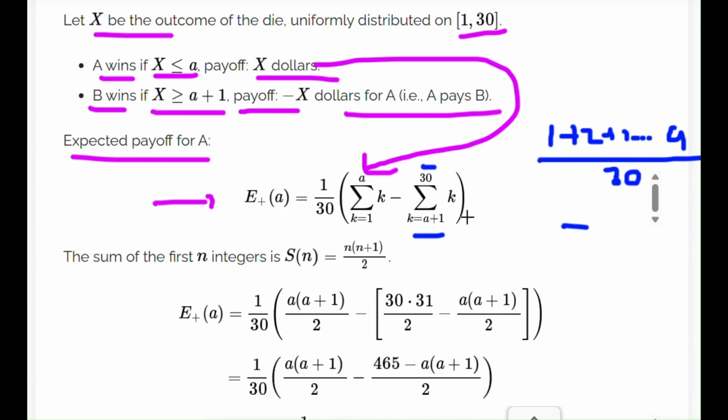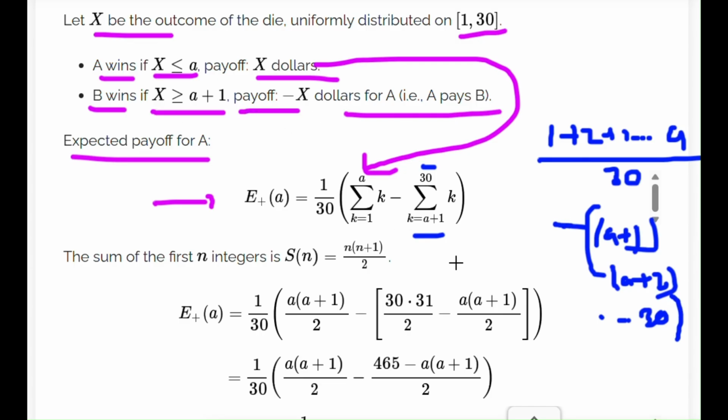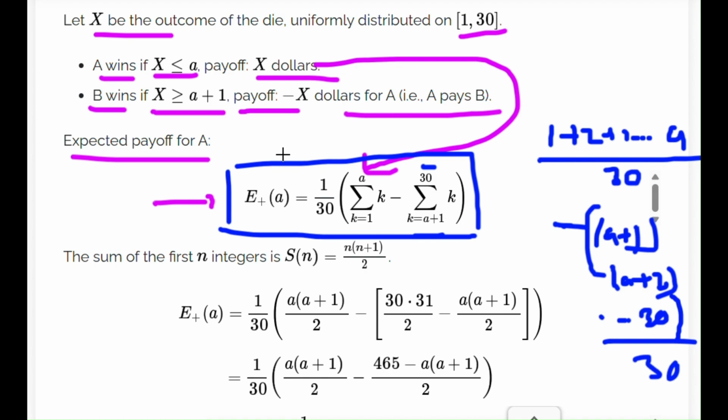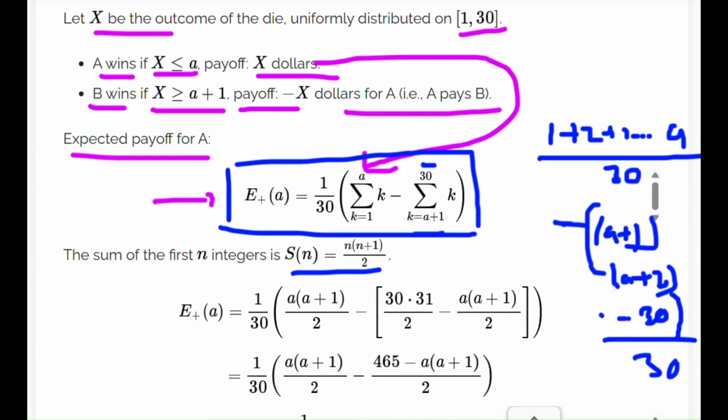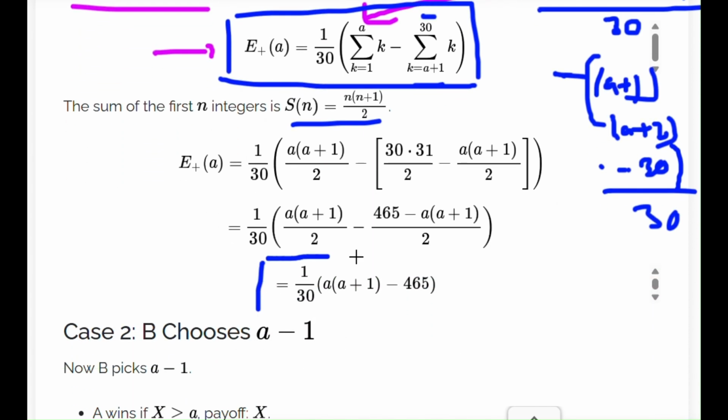So minus of A plus 1. If I write the summation as minus A plus 1, A plus 2, and so on till 30, with a negative sign here, which means that A is losing this amount. So this becomes our net payoff, also divided by 30. So this is a straightforward summation. We use the formula for the sum of n integers, n times n plus 1 by 2, and calculate this expression for the case when B chooses A plus 1.